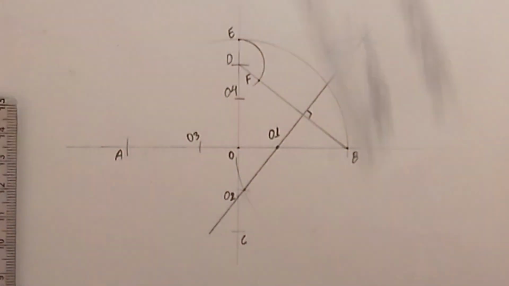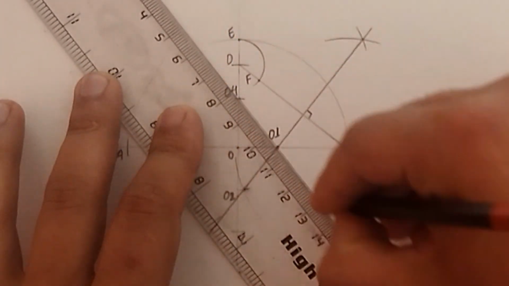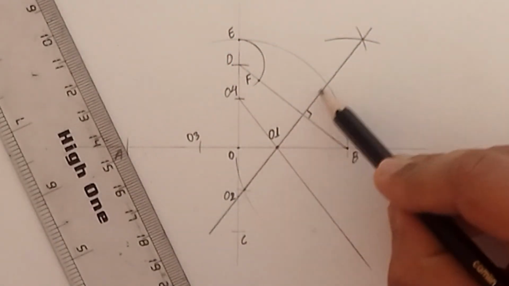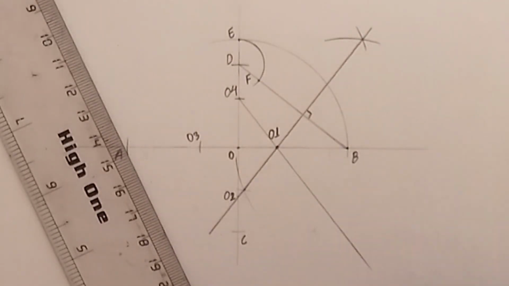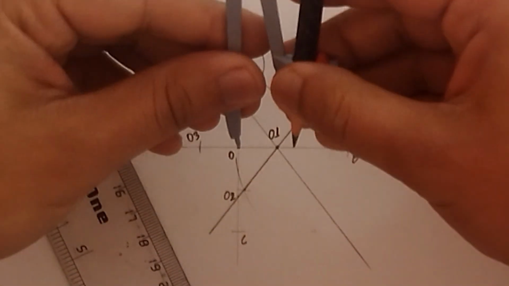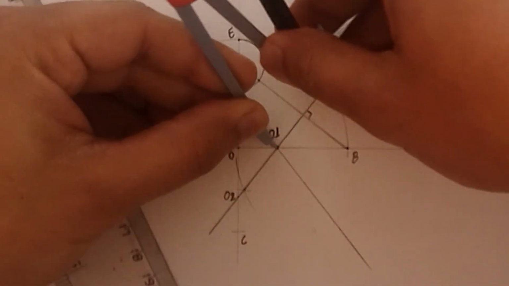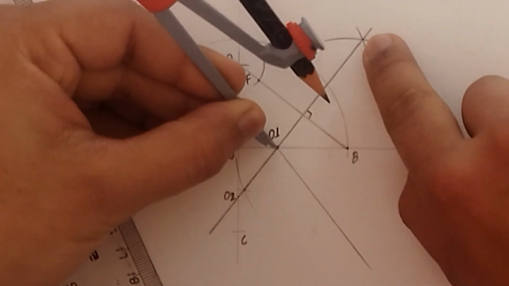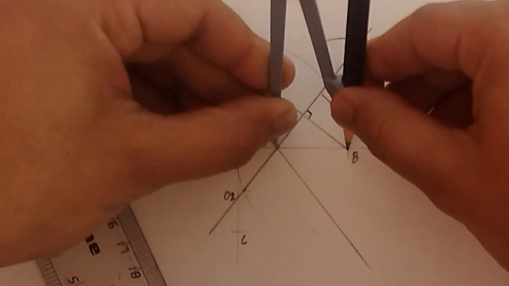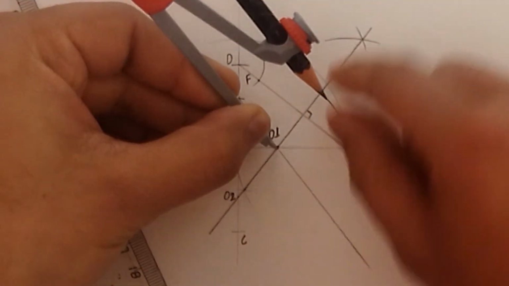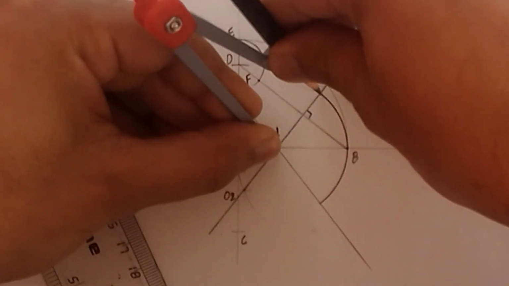Okay, now join O4 and O1. Now look at this angle segment. Okay, now with center O1 and radius B, sketch an arc in between these 2 lines, the perpendicular bisector line above up to this point and below up to this point.